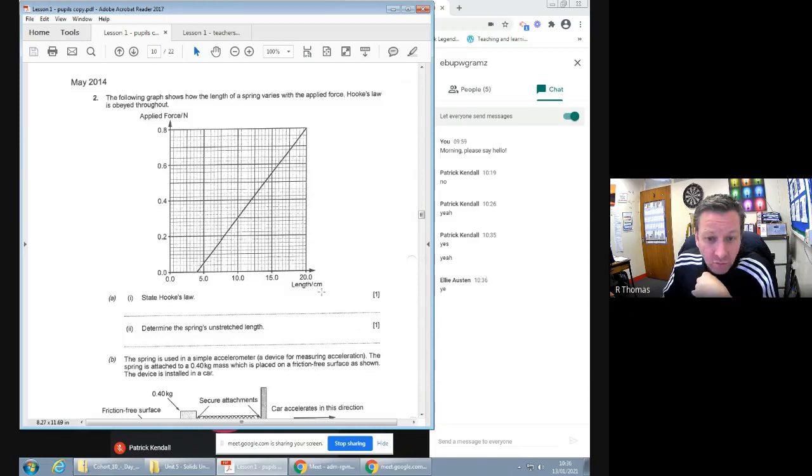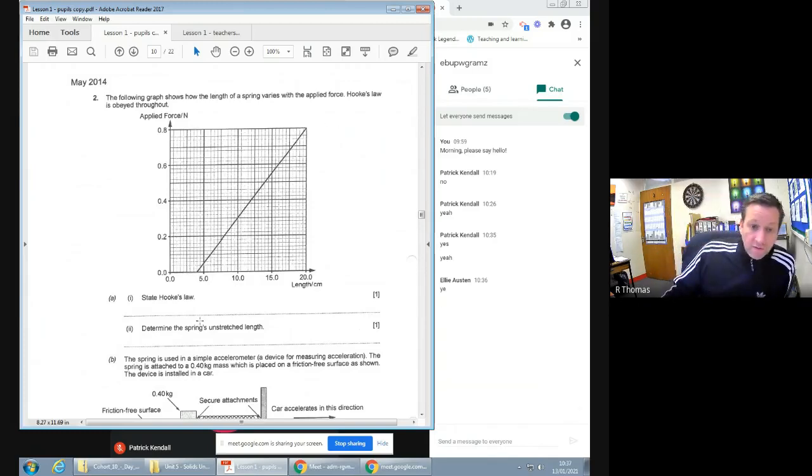There is a force extension graph, right? The following graph shows how the length of a spring varies with the applied force. Hooke's law is obeyed throughout. So it's a straight line, so it hasn't reached the elastic limit for this particular spring. For 1 mark, state Hooke's law, right? So you can write that down. For another mark, determine the spring's unstretched length. So that will obviously be that value there because there's no force applied at that point.